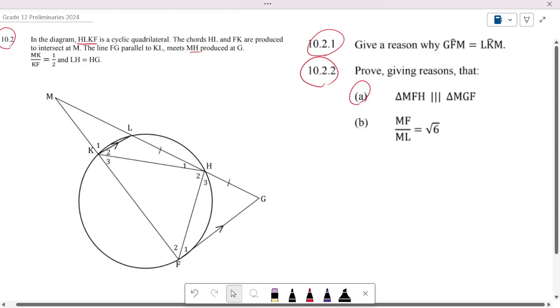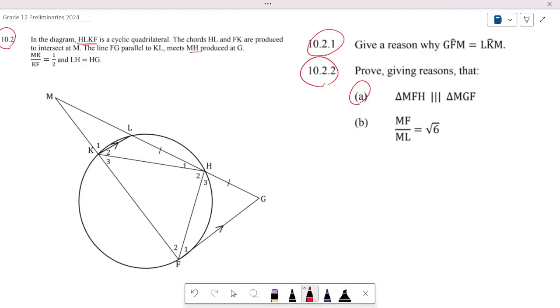Alright, so the last question is going to be question B. These are normally the most intense questions of the papers, because once again, these are to test how much you know your geometry and Euclidean geometry, to see if you know all of your theorems. And yeah, let's see why that's true. So we have MF over ML equals root 6. That's what they want to prove, right?